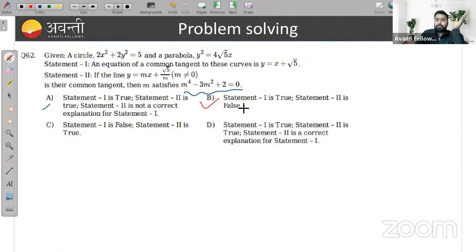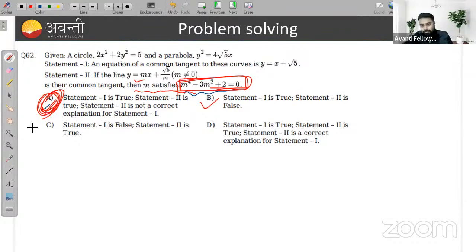In my opinion, option B must be correct because statement 1 is true and statement 2 is false, since m is not satisfying this equation. In the options, it is given that option A says statement 1 is true, statement 2 is true, and statement 2 is not the correct explanation for statement 1. That could also be considered, so we take the most correct answer.